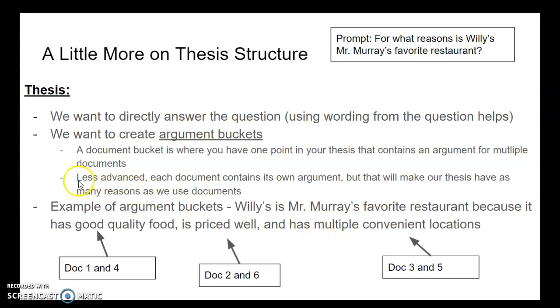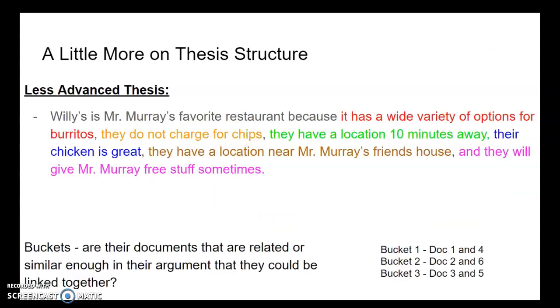Now there is another option. This is the less advanced option, and it's where you wouldn't do an argument bucket. And instead, you would do each document being represented in the thesis, and it would contain its own argument. But this is going to make our thesis kind of wordy, and it's also going to make you have to do a lot more analysis. Let me kind of show you.